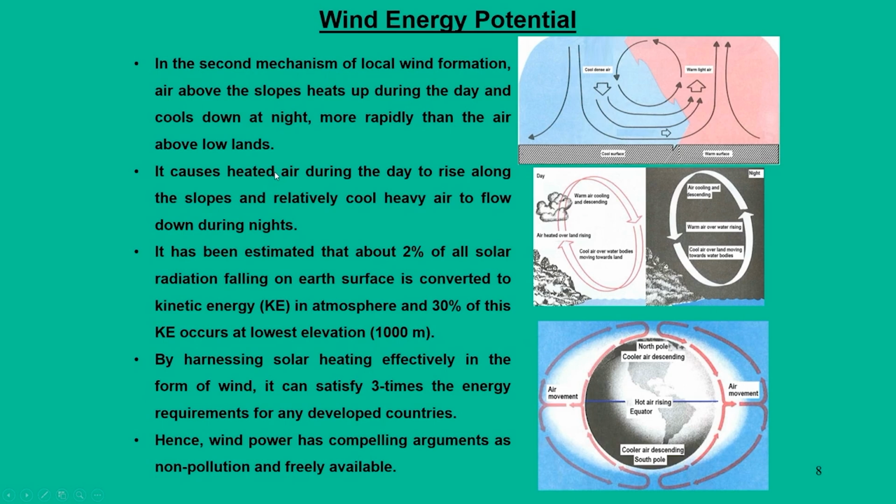Having said these wind formations, a standard survey shows that about 2% of solar radiation falling on the earth's surface is converted to kinetic energy in the atmosphere, and 30% of this kinetic energy occurs at the low elevation, that is within 1 kilometer above earth's surface. Now, if it is possible to harness this 30% kinetic energy of the air, which normally happens at lower elevations, it can satisfy the energy requirements of any developed country.